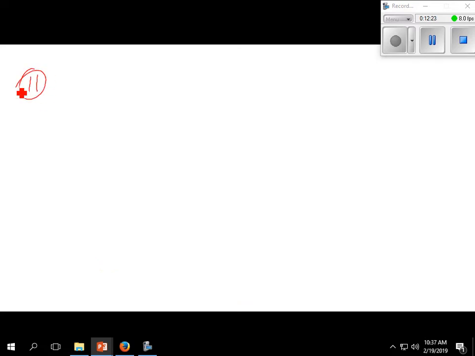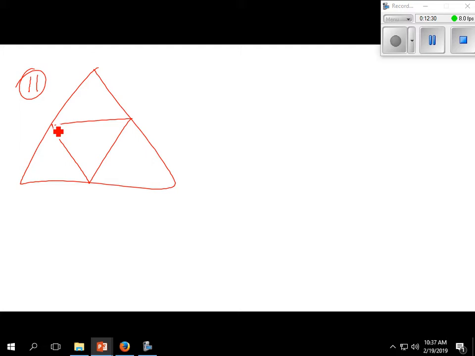Number 11. They give us a picture, it looks like this. And my pictures might not look the greatest. That's 21, this is 19, this is 17. You install fencing around your large triangular garden, then you divide it into 4 smaller triangular gardens by connecting the midpoints. So each one of these points right here is a midpoint. That means each one of these segments is a mid-segment.